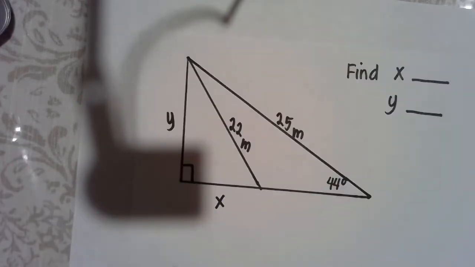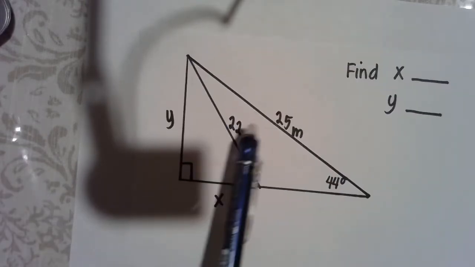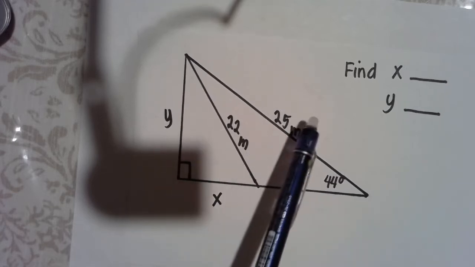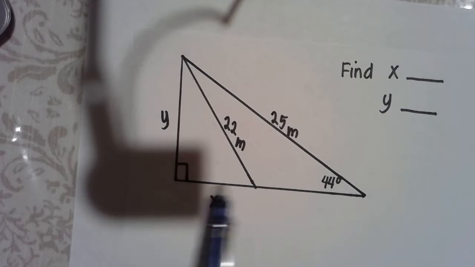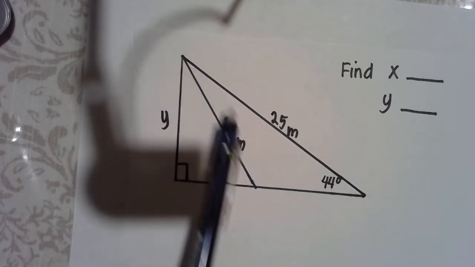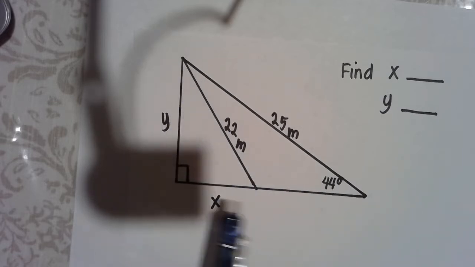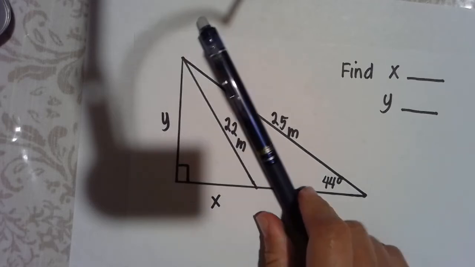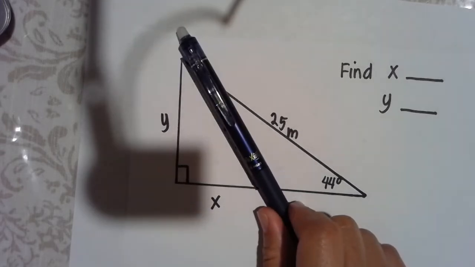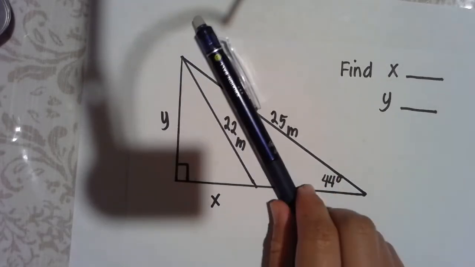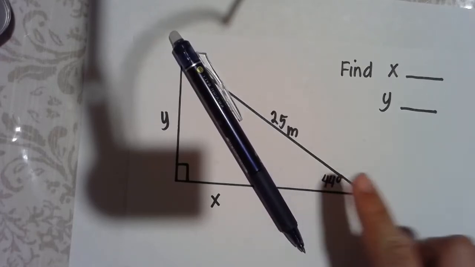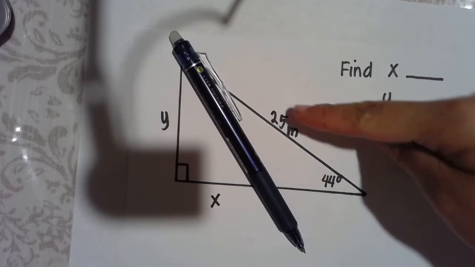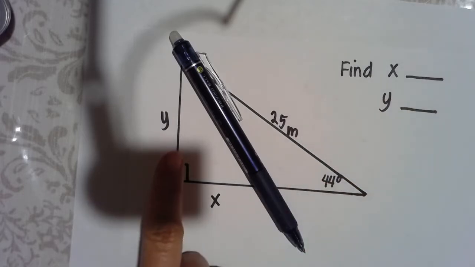For this problem, this is quite confusing to you because this is slanting, but you can cover this part. So you will only have one big right triangle. Did you see that? See? So given is the hypotenuse, which is 25, and you have an angle here, so solve for y.